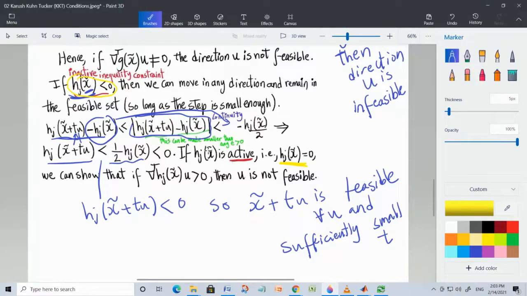When h_j of x tilde is equal to 0, we say that we have an active inequality constraint. And like the proof I did above for the equality constraints, we can show that if there is a vector u such that the inner product is strictly positive, then this direction u is not feasible. Moving in this direction with any step, no matter how small, will get you outside the feasible set. It will make you reach a point x tilde plus tu that is not feasible.